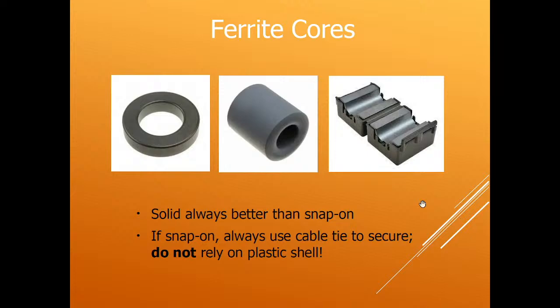However, a solid core is always better than a snap-on core. When you snap these two together, even though the mating surfaces are polished so that they'll mate very closely, there's still a slight air gap in there, and that reduces the amount of magnetic field coupling that you can get in this core. And so for the same size core, a solid core is always better than a snap-on core.